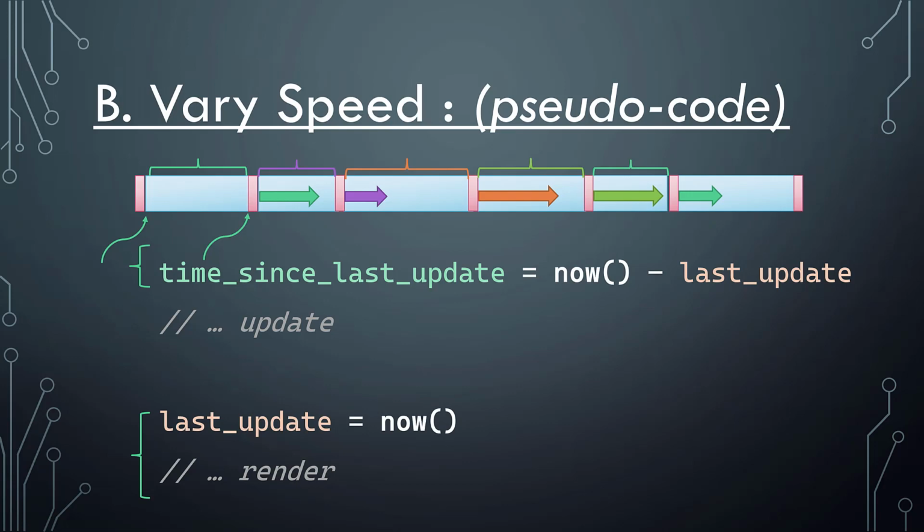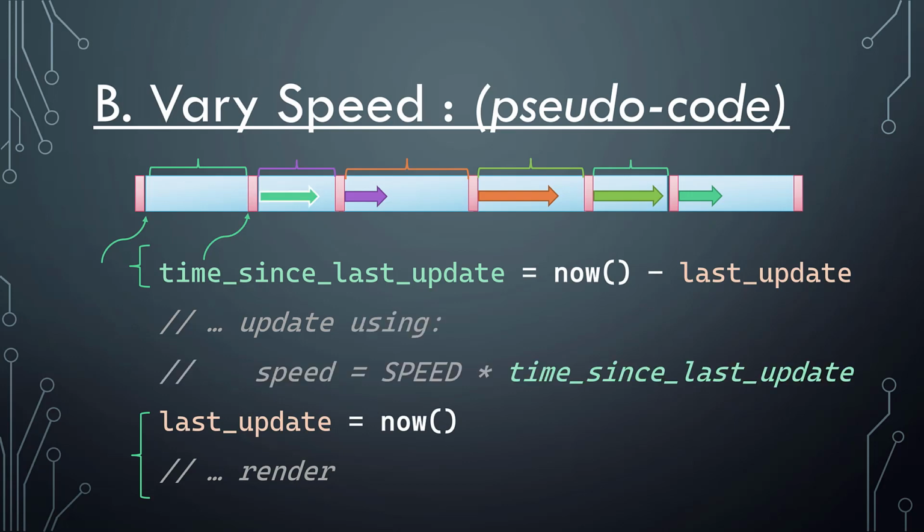So we kind of do the opposite of what we did before in terms of accumulating the time. And then, just before the update, we have the time since the last update finished, right? And then we modulate the speed at which we're moving things by that time duration. So that's how that looks.